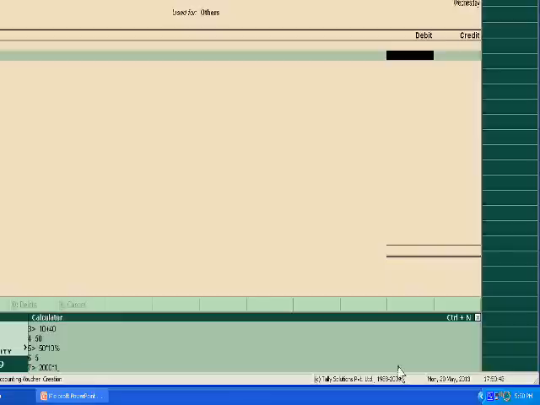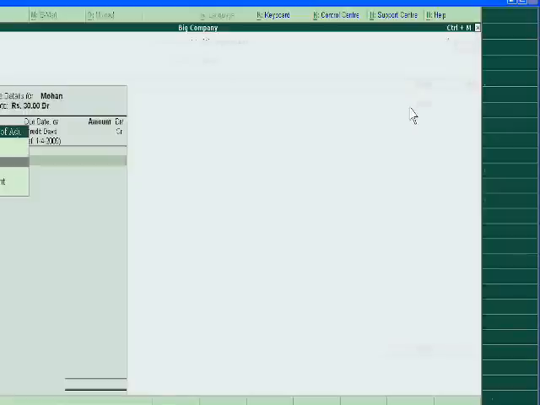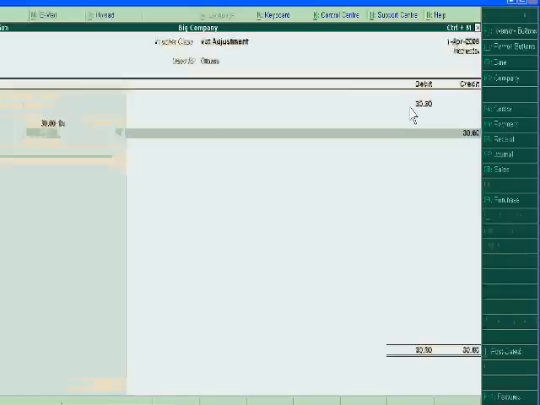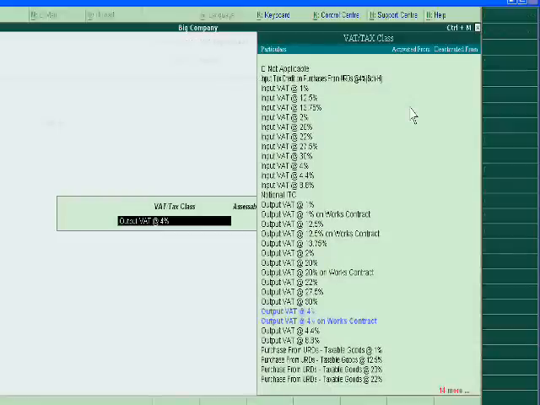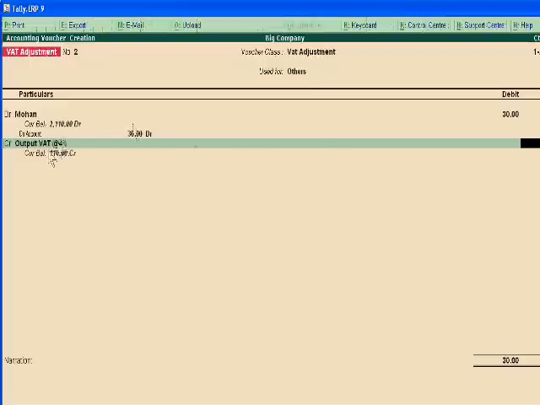1% is 20 plus 80, all tax is 100, and 10% of 100 is 10. So 20 is the 1% increment and 10 is the surcharge. So 30 rupees more we will get from our debtor. Output VAT not applicable. This is not 4%, but this is 1%. This is just the rate difference which we are adjusting in the amount.